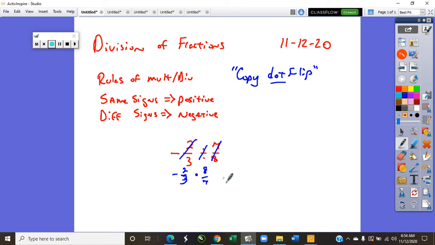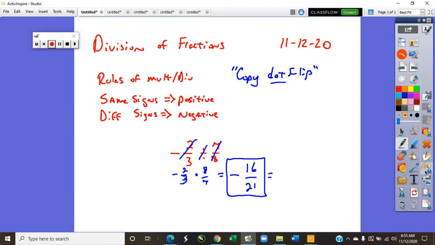What would that mean? 8 over 7. Now I'm going to look and see. Can I cross cancel 2 and 7? No. 8 and 3? No. So I'm just going to multiply. Before I even do that, though, I know that a negative times a positive is going to give me a what? Negative. And 2 times 8 is 16. 3 times 7 is 21. Can I do anything with this? No, there's no common factors between these two numbers other than 1. So that is my final answer. Does that make sense?